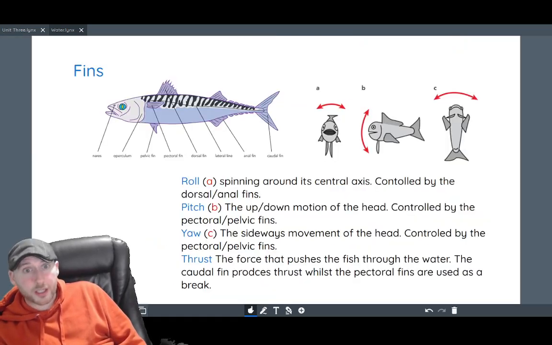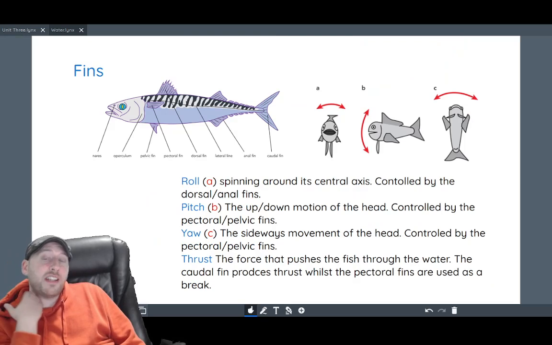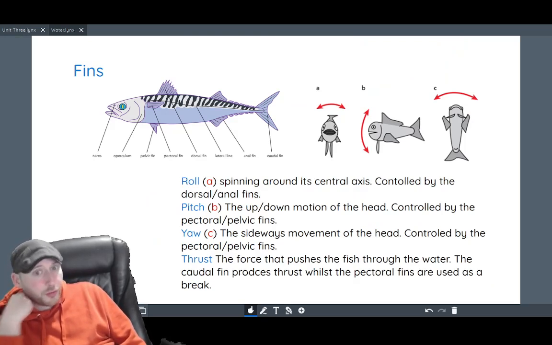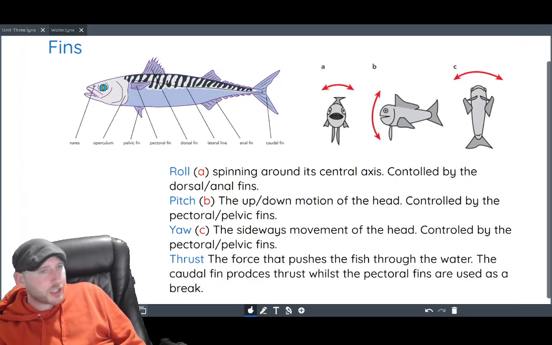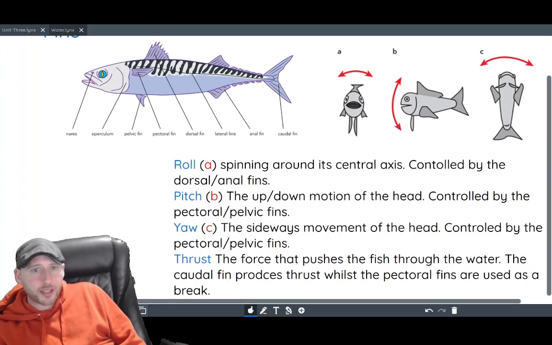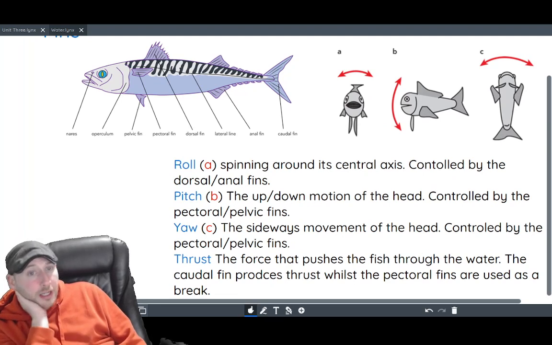Now, finally, today, we're going to have a look at what those fins do. So different fins on a fish will do different things. And again, everything's very small today. Try and get it in there so we can see as much as possible. All these diagrams are in the textbook. If you've got the textbook, you can see them there.